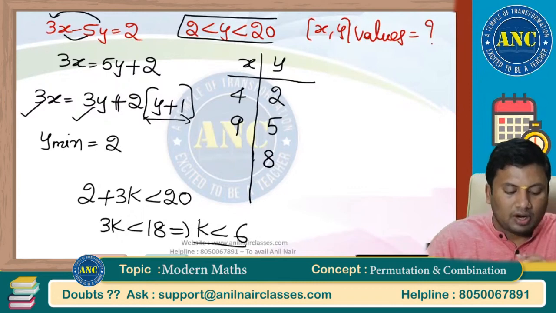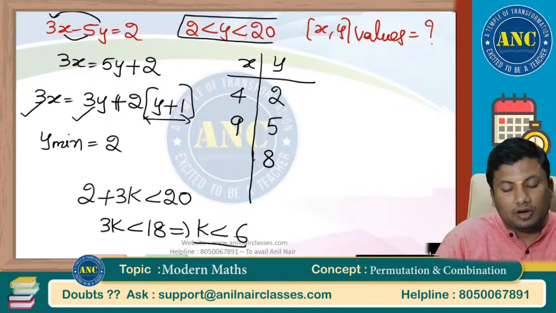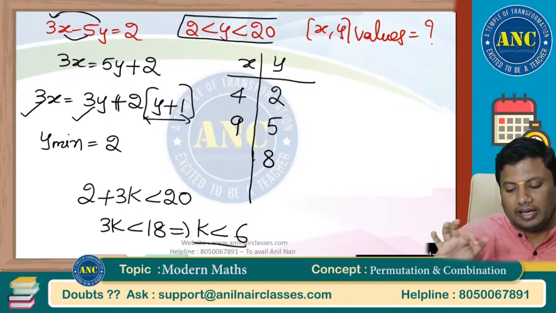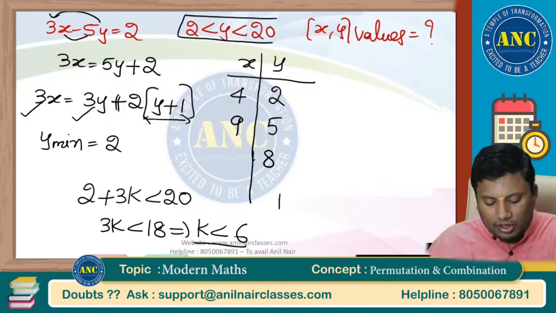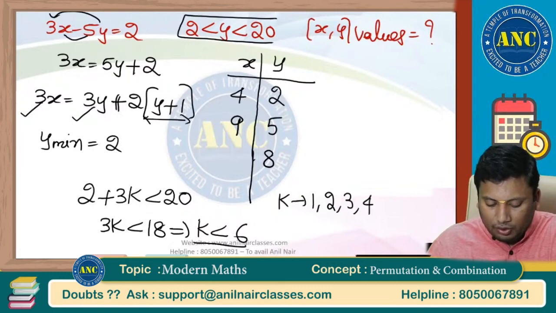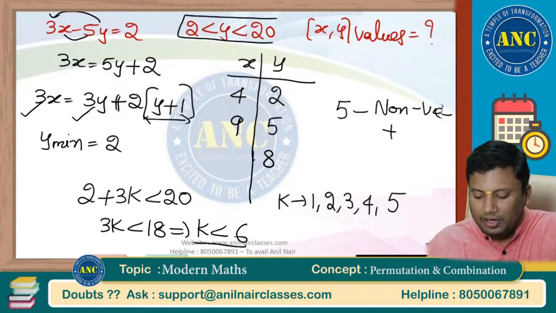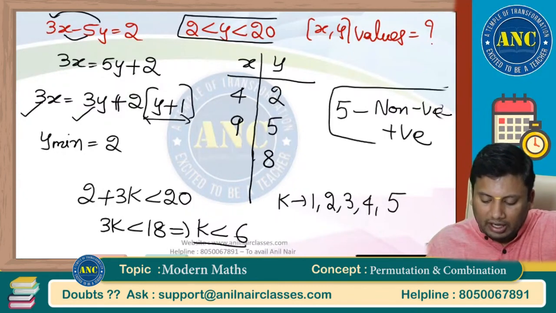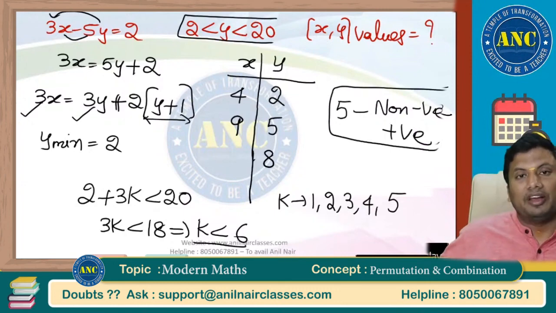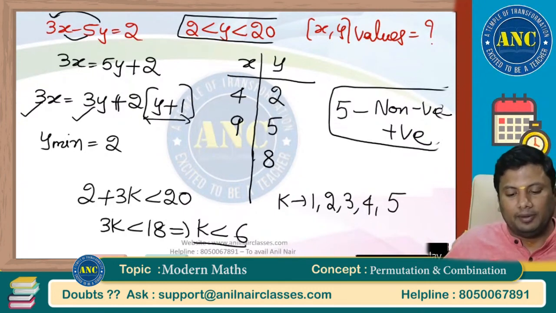The k value cannot be 0. If k is 0, I will get 0 plus 2, which is 2, but y should be greater than 2. So k can be any value from 1 to 5: 1, 2, 3, 4, 5. So 5 will be non-negative and 5 will be positive.